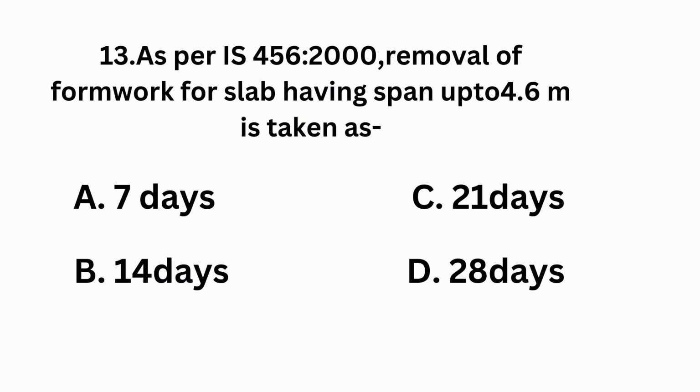As per IS 456-2000, removal of formwork for slab having span up to 4.6 meter is taken as A. 7 days, B. 14 days, C. 21 days, and D. 28 days. For the minimum time of removing the props of formwork for slab with the span less than 4.5 meter is 7 days and more than 4.5 meter is 14 days. So here option A is correct.